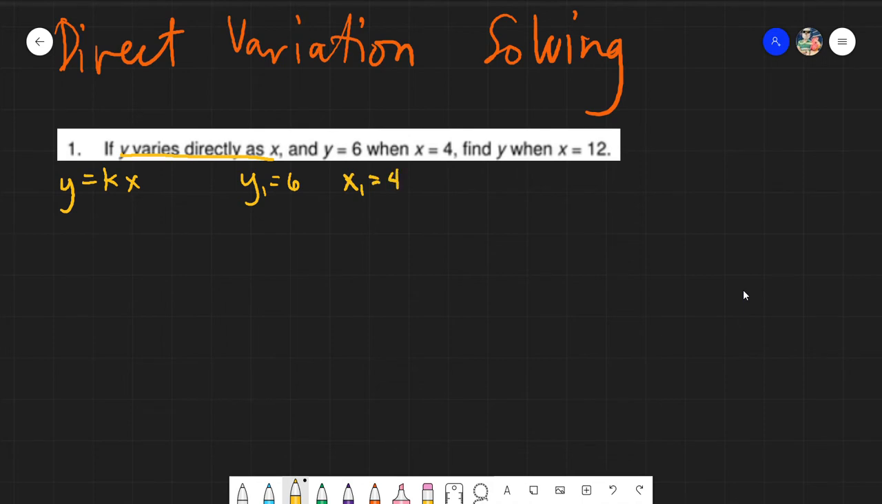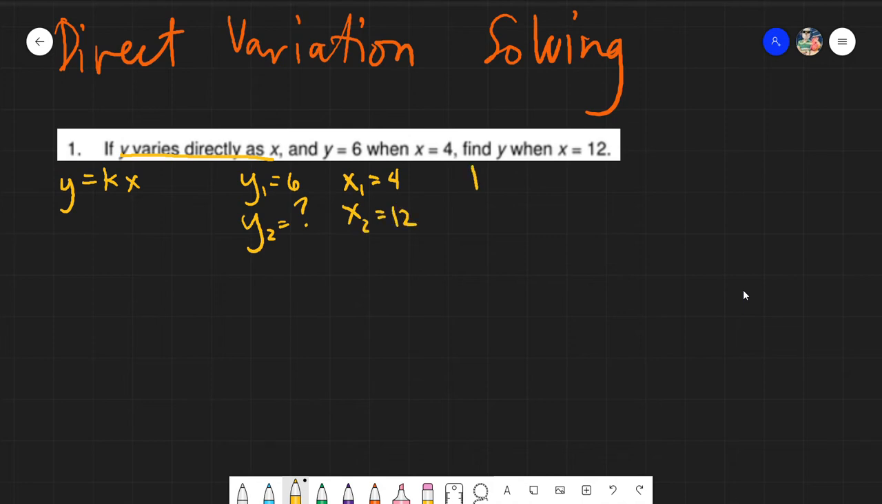I placed the sub 1 there because your x has two values. So that you will not be confused, the very first given that will be provided to you will be your sub 1. Next, your y sub 2 is missing, and your x sub 2 is given as 12.